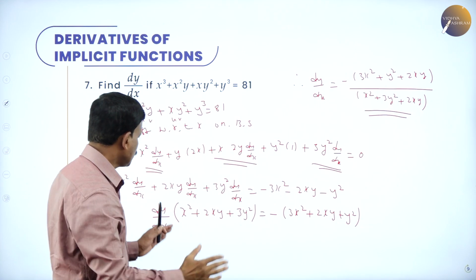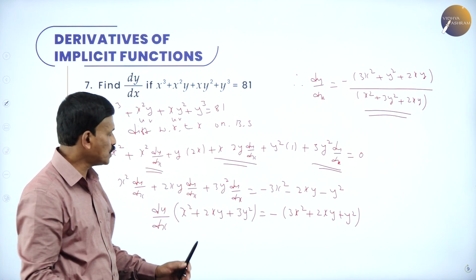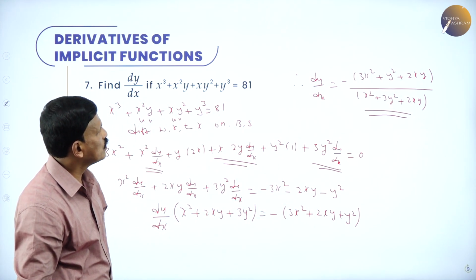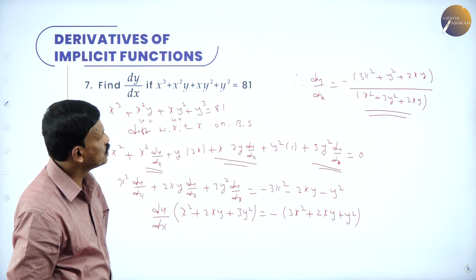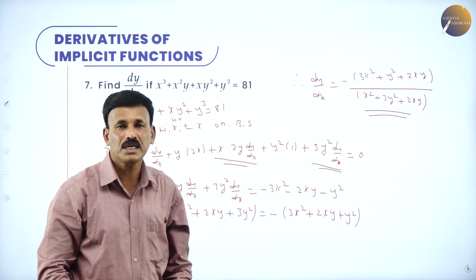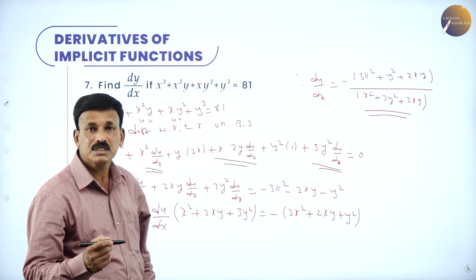So just equate the terms containing dy by dx on one side, and transfer the remaining terms to the right hand side. So dy by dx is equal to this divided by this. dy by dx is equal to minus 3x square plus y square plus 2xy divided by x square plus 3y square plus 2xy is the required answer. Very important for 3 marks.